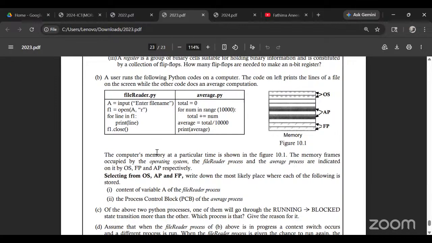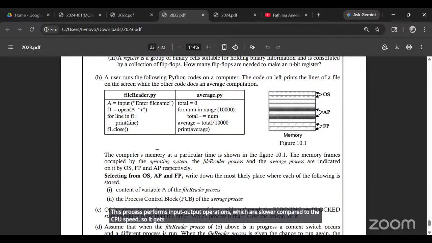This process performs input-output operations which are slow compared to the CPU speed. So it gets slow, right, compared to the CPU speed, because if you are waiting for input and output operations, it gets slower, causing it to block while waiting for data from the disk. So when it gets slow, what will happen? It will get blocked when you are waiting for data. When the process is waiting for data from the disk, it will get blocked.